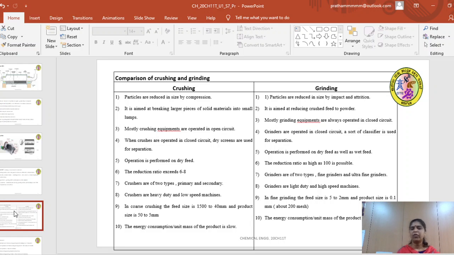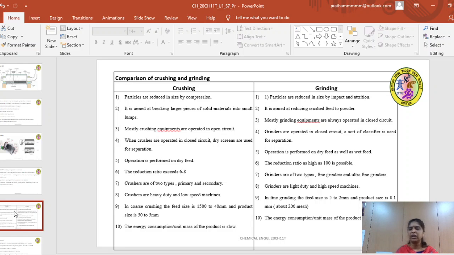So the operation is performed only on the dry feed, whereas grinding can be performed both for dry feed as well as wet feed. Reduction ratio exceeds 6 to 8. So here the reduction ratio, that is the efficiency, the crushing efficiency is maximum in grinding compared to crushing. In crushers there are 2 types, primary and secondary crushers. In grinders you have fine grinders and ultra fine grinders.